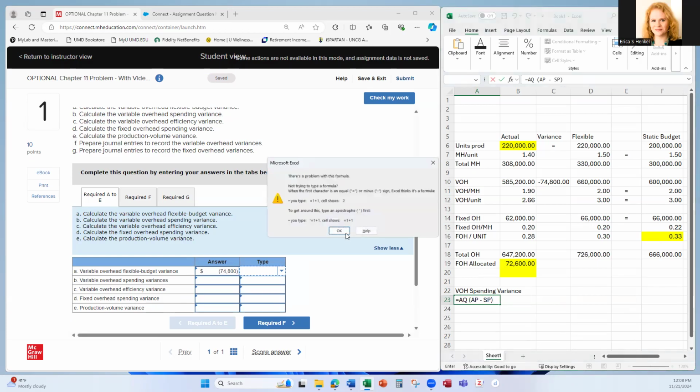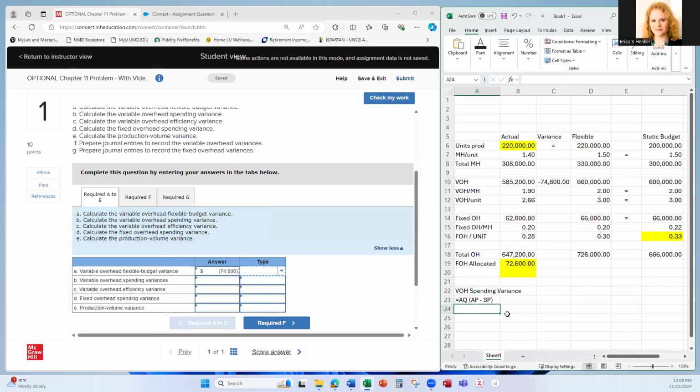All right. So to calculate this, because we're looking at this based on the total machine hours for our actual quantity, we're going to take the total machine hours and multiply that times our variable overhead per machine hour, minus the $2. So that gets us minus 30,800.